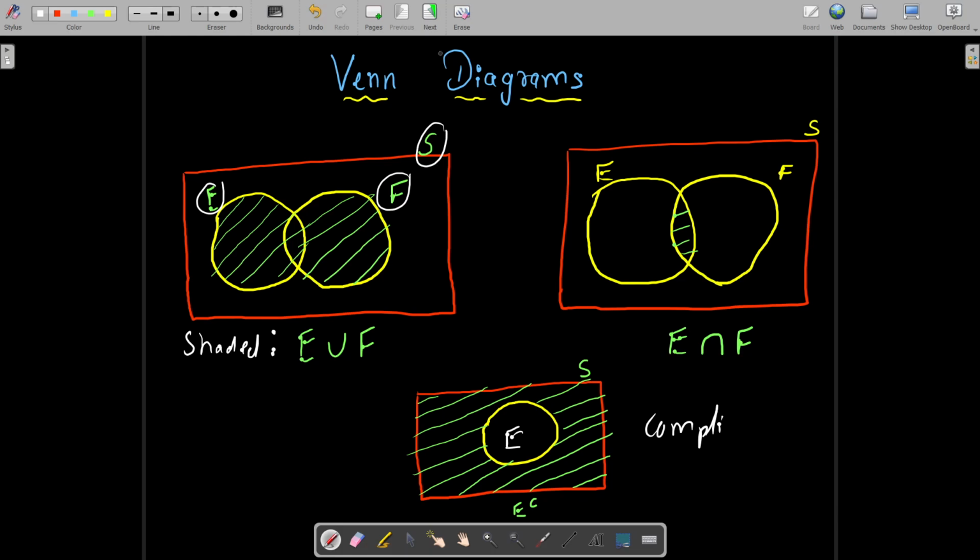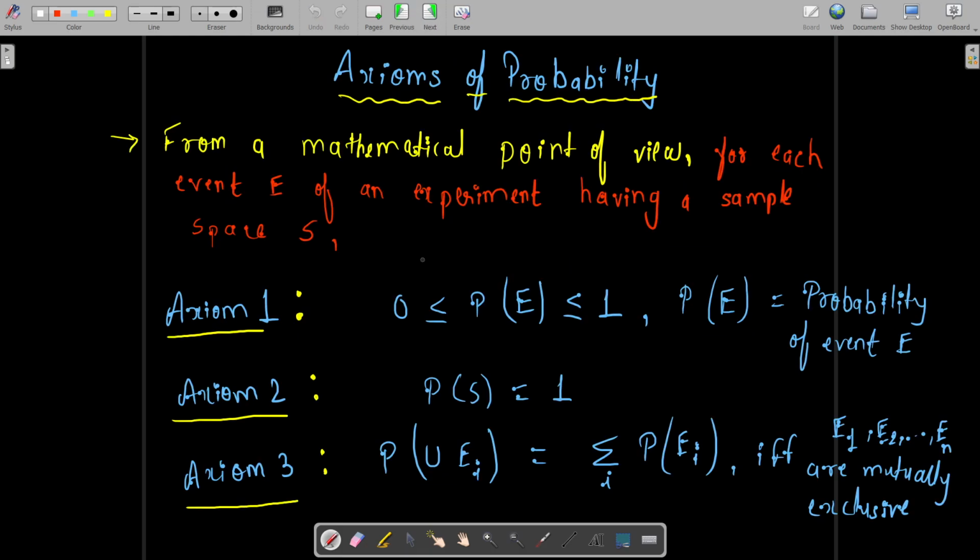So this is just a Venn diagram, a basic introduction to it, and you will see why I used it in this very first slide, because we are going to prove some axioms in a later section of this video. So let's move into axioms now. Now we will be purely mathematical.